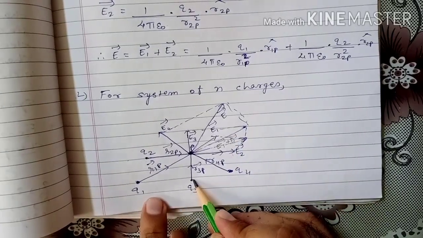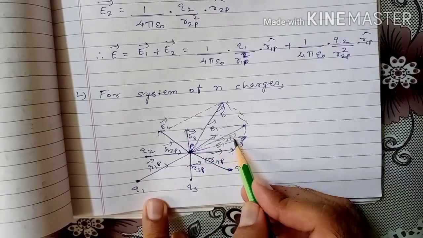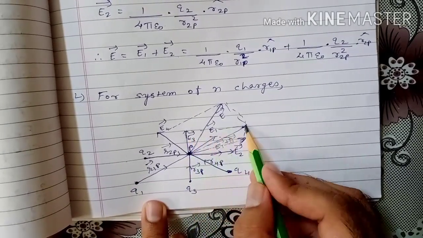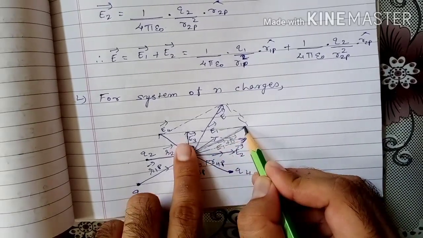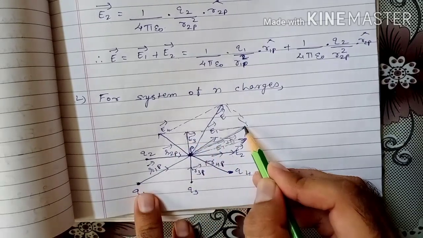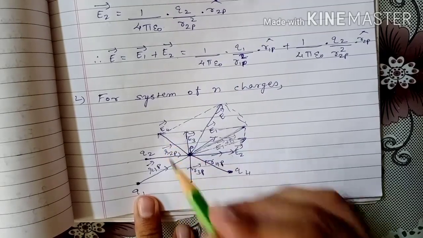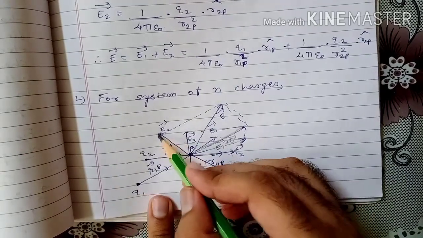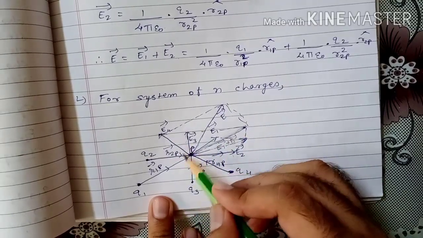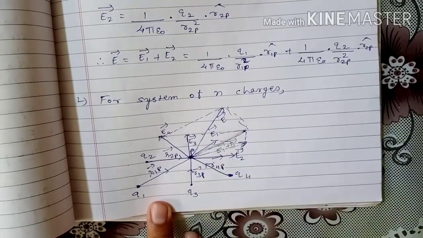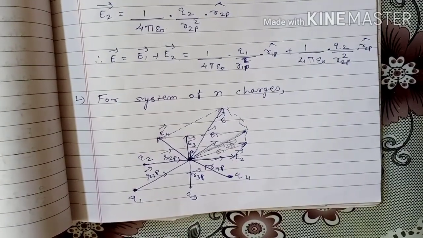The electric field due to the third charge will be in this direction, E3 vector. Now the resultant of E1 plus E2 and E3 will be in this direction, that is E1 plus E2 plus E3. Now the electric field due to the fourth charge is in this direction. Same way, using the method of parallelogram, we can find the net electric field due to E1 plus E2 plus E3 and E4. That will give us the net electric field E vector. So this way we can find the electric field due to a system of n charges.